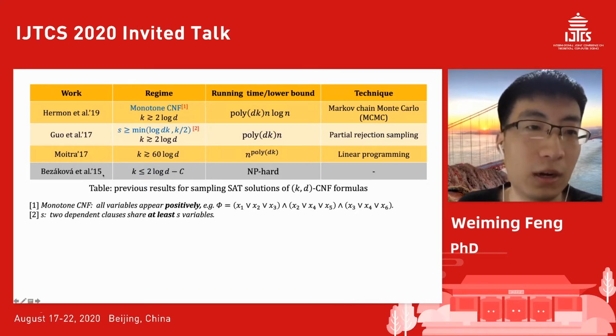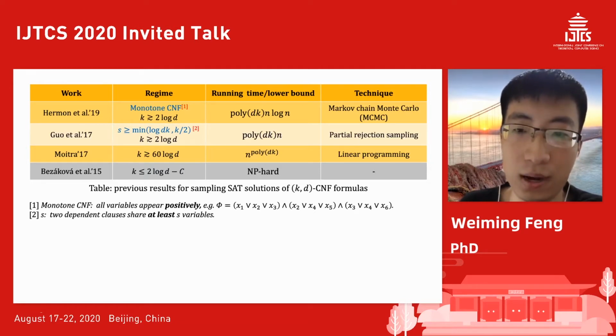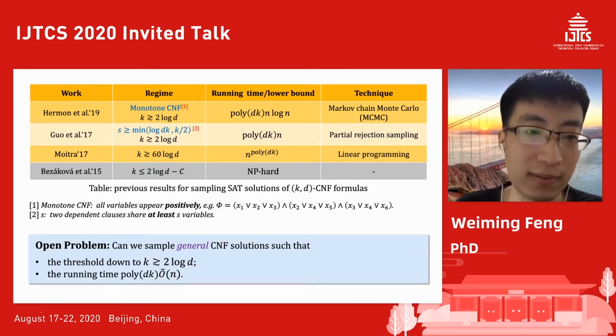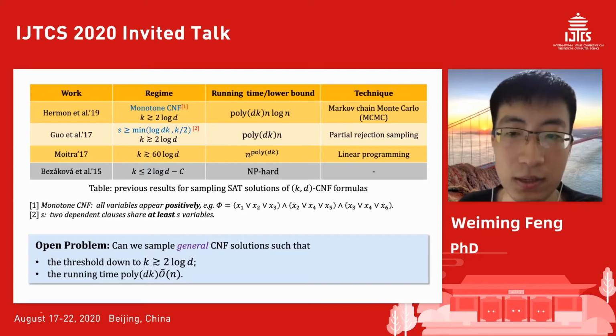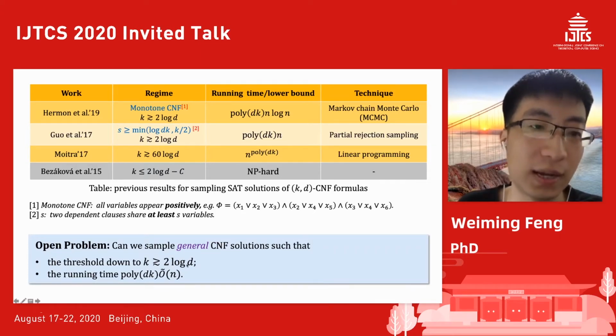But Bezáková et al. proved a lower bound result. They show that if k is smaller than 2 log d, the sampling problem is NP-hard. So there is a very important open problem in this research line. For general CNF formulas, would there be a sampling algorithm that achieves the following two points at the same time? First, push the threshold down to k roughly greater than 2 log d.